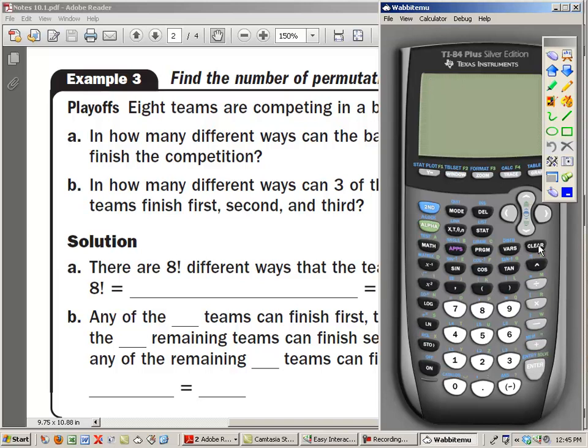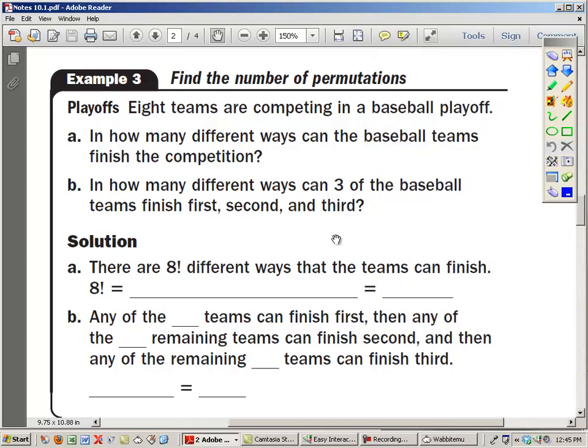So we have to tell it we want 8 factorial. So press 8, math, over to probability, which is my option over here on the right, and then we're going to scroll down to option number 4, and that gives us 8 factorial, which is 8 times 7 times 6 times 5 times 4 times 3 times 2 times 1. And we don't have to type all that in, we can simply use 8 factorial on our graphing calculator.